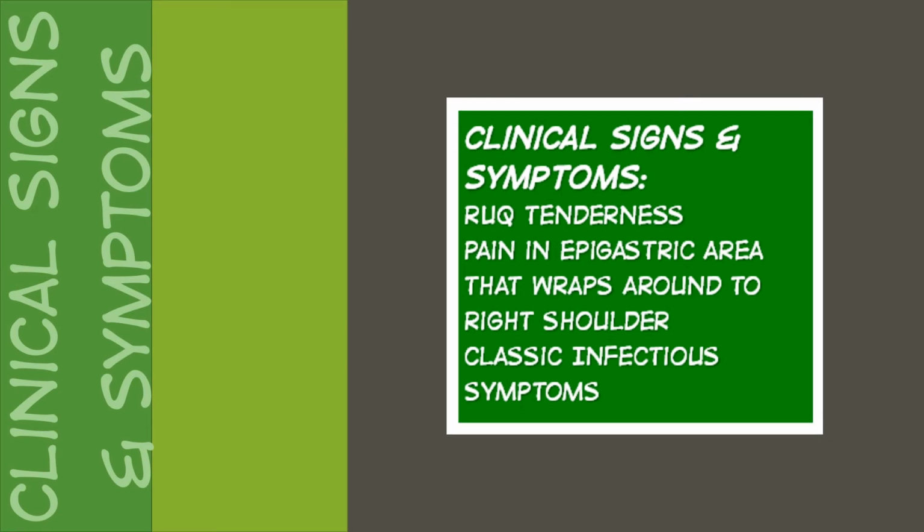Clinically, these patients are going to have a lot of right upper quadrant tenderness. They're going to have pain in the midline or epigastric area, and that pain is actually going to wrap around to their right shoulder. So they're going to have a lot of the same symptoms that they're going to have with gallstones. The other thing that we're going to see then though with acute cholecystitis is because this is an infection of the gallbladder, we're going to see some classic infectious symptoms. So we're going to see an increase in white blood cell count. We're going to see a fever, fatigue, all that stuff that goes along with being ill.